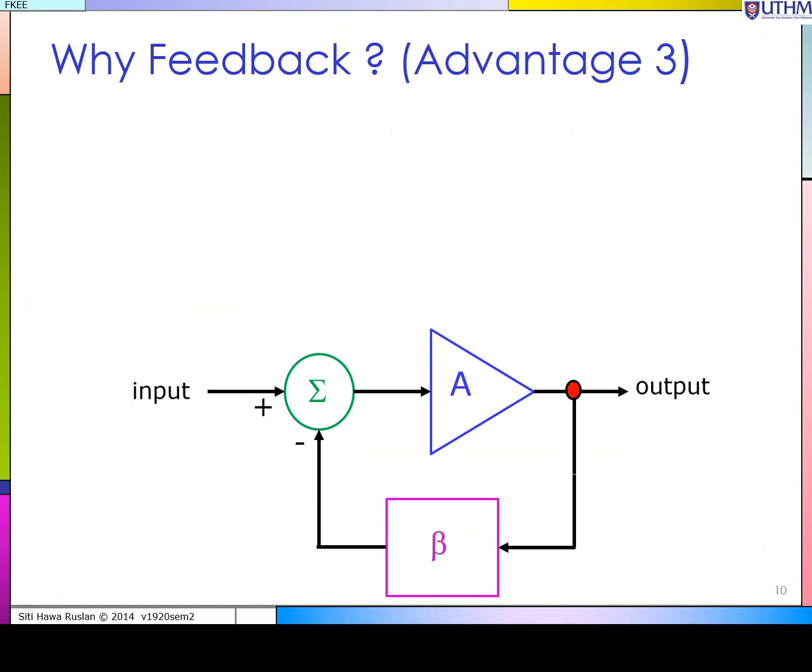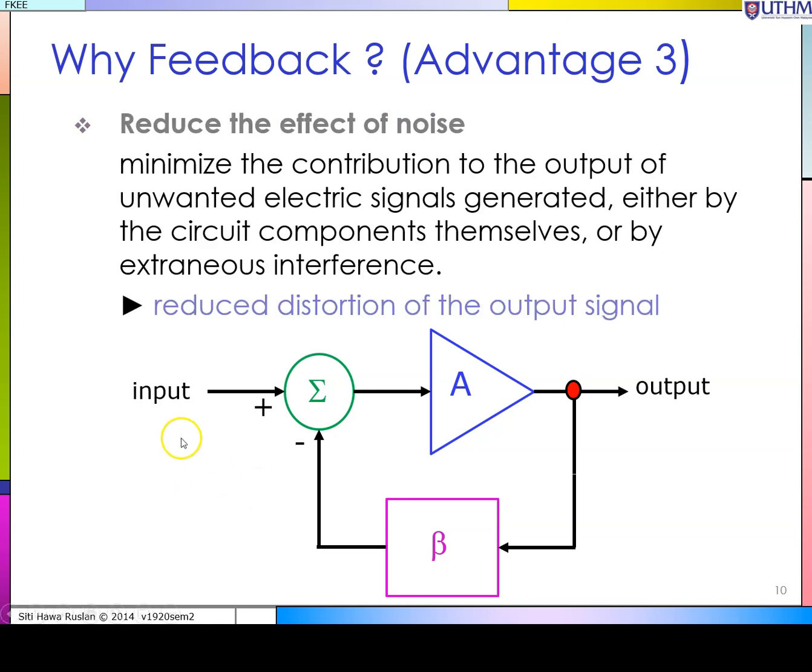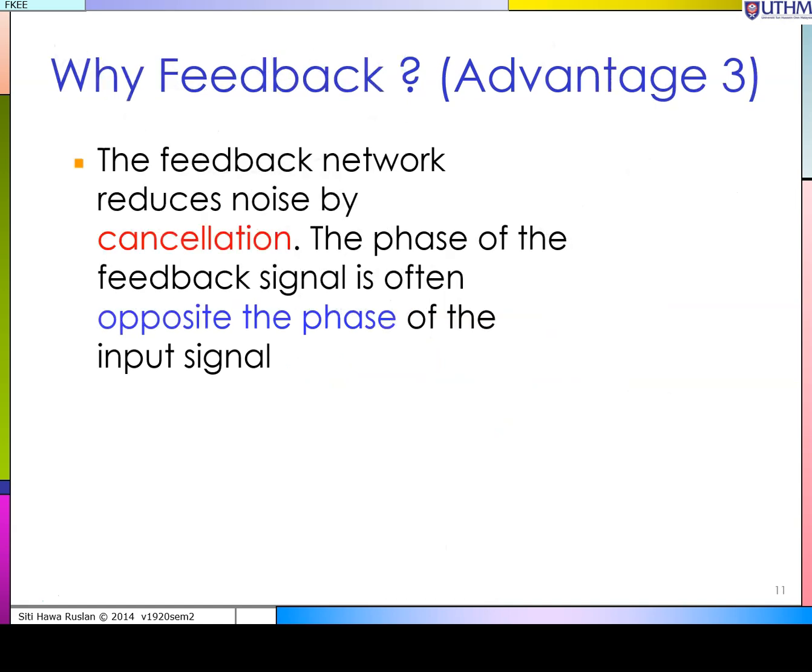Next is the third advantage of a negative feedback. It will reduce the effect of noise. If you look over here, it will reduce the distortion of the output signal. Noise is unwanted electric signal generated either by the components in the circuit or by extraneous interference from outside, but it can be reduced by having a negative feedback. So how does the negative feedback do that?